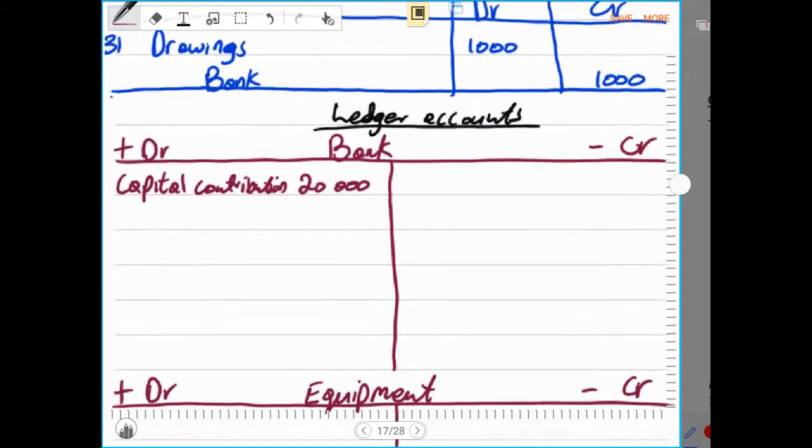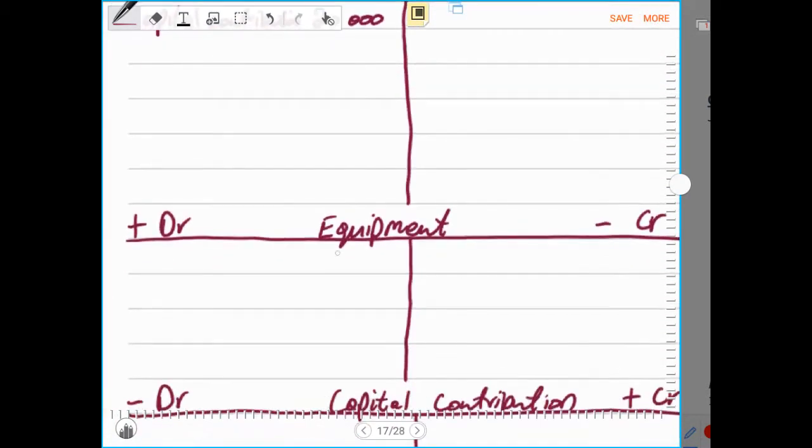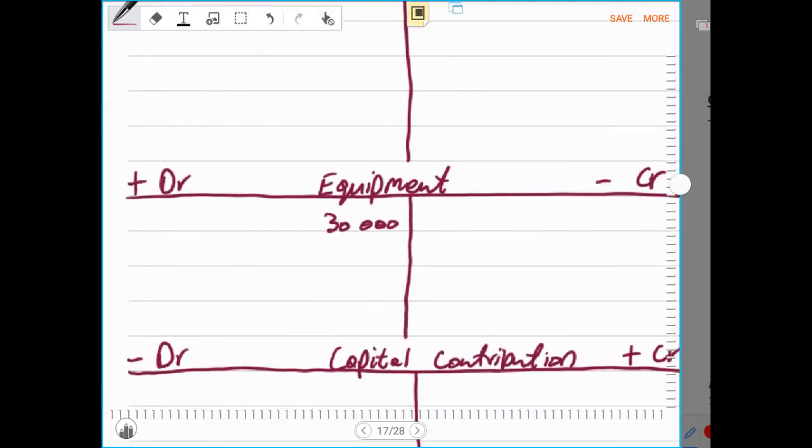It will be capital contribution. And we said that equipment will have to increase because the business will have more equipment. Why will the business have more equipment? It's because there was capital contributed by the owner in the form of equipment.